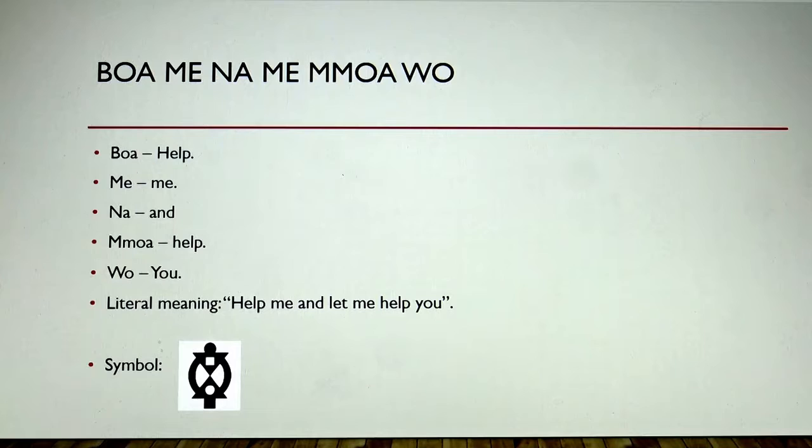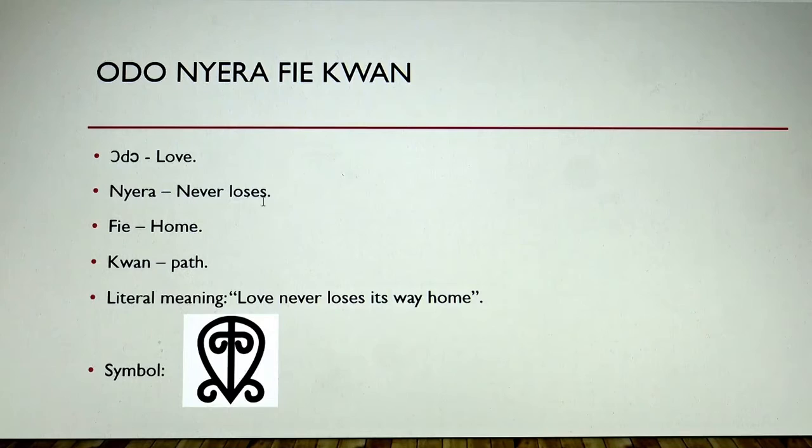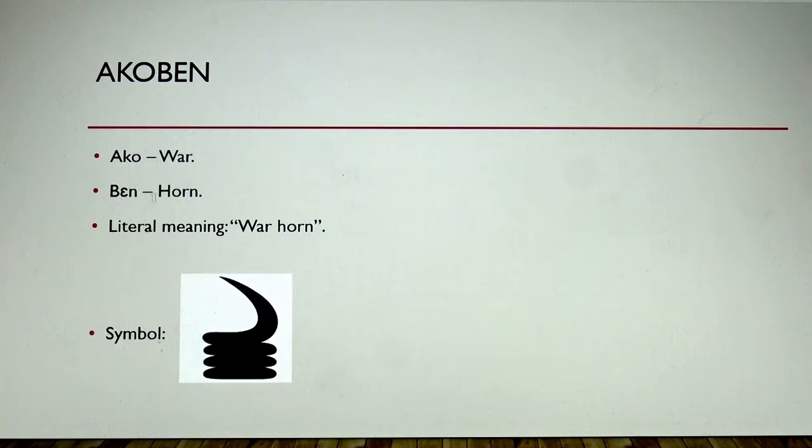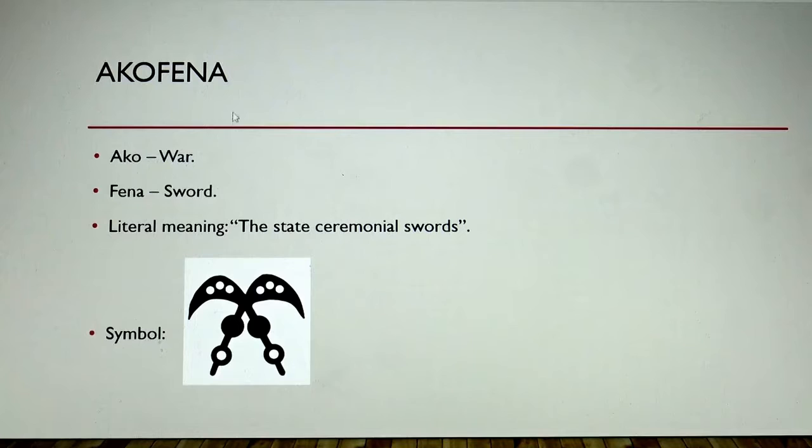Odo nnyew fie kwan. Odo means love, nnyew never loses. Fie, home, kwan, path. Literally meaning love never loses its way home. This is the Adinkra symbol. Fofo refers to the fofo plant, botanical name Bidens pilosa, literally meaning seeds of the fofo plant. Akuben, aku means war, ben horn, literally meaning war horn. This is the symbol. Akofena, akofena means war sword, literally meaning the state ceremonial sword. This is the Adinkra symbol.